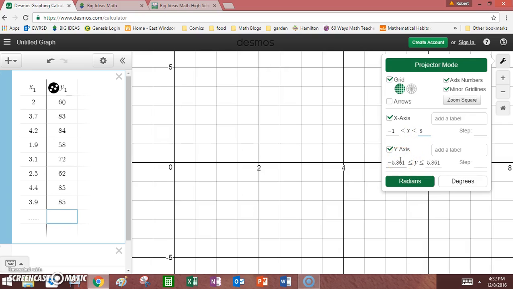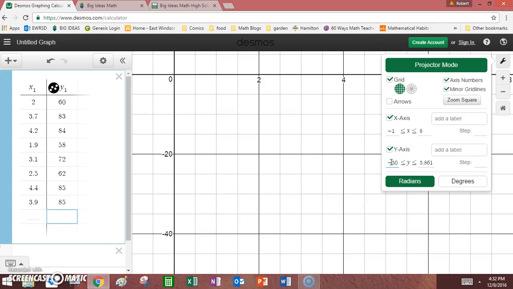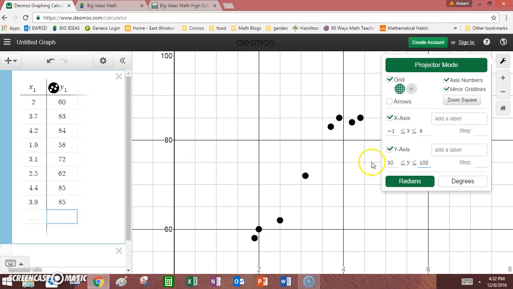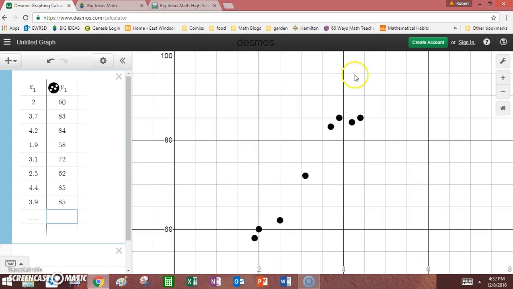My lowest y is 58, so I'll make this 50. Oops. And my highest y is 85, so I'll make this about 100. You can have a different window, but this seems to work pretty good. To click off, you just click the wrench again, it goes away.